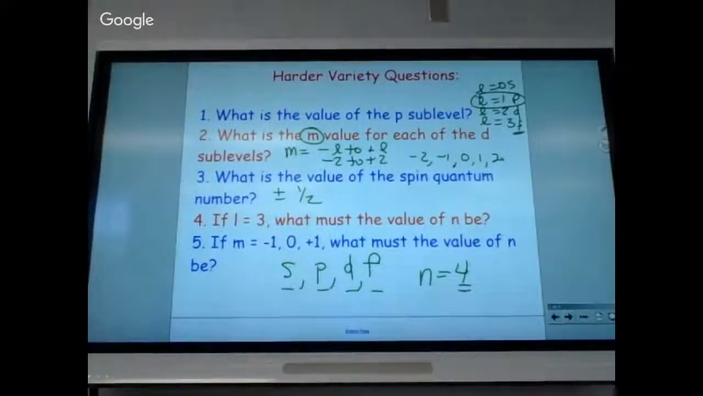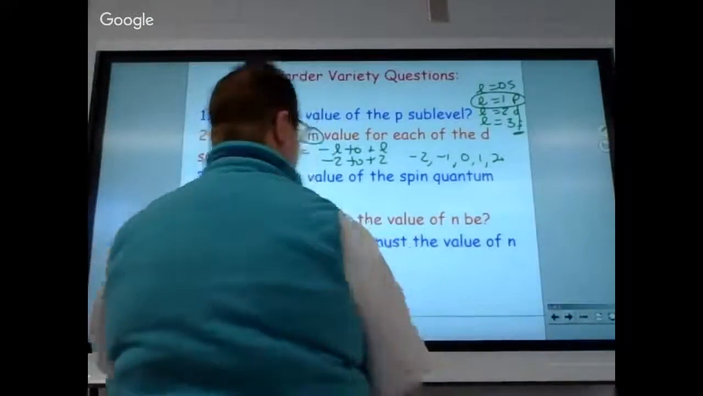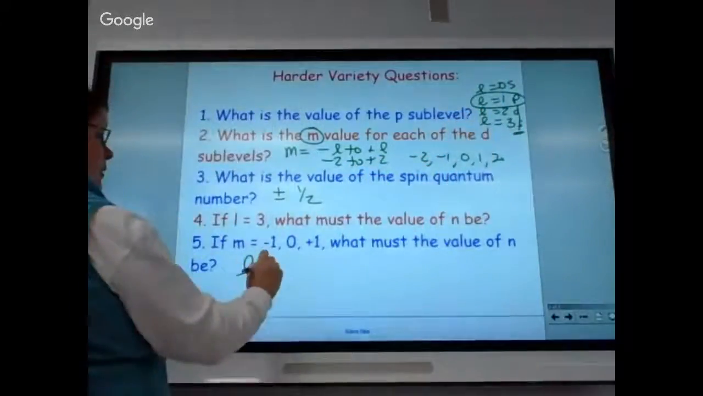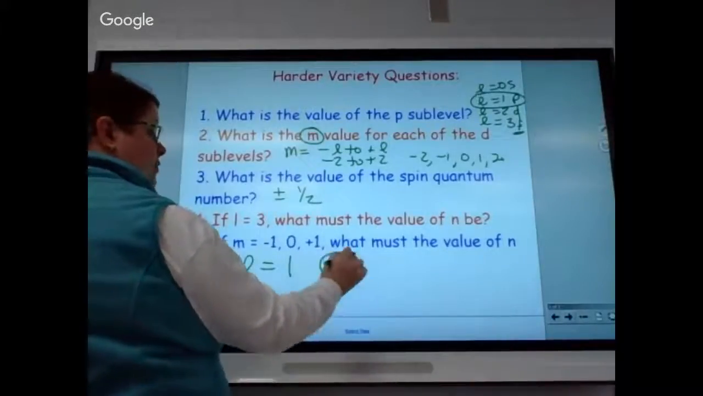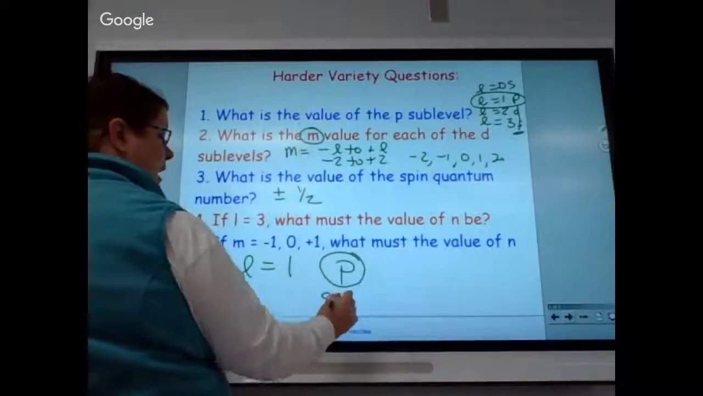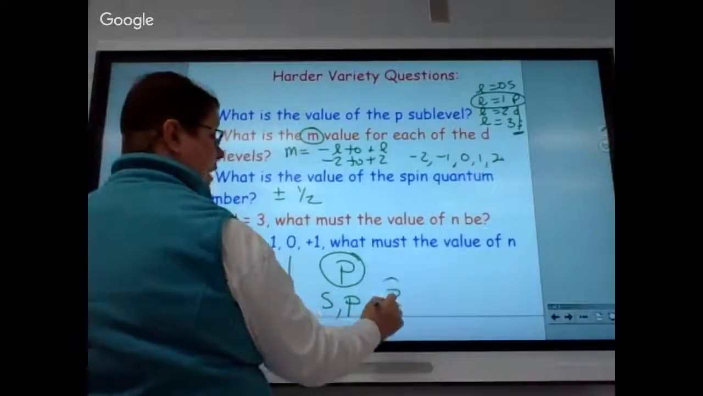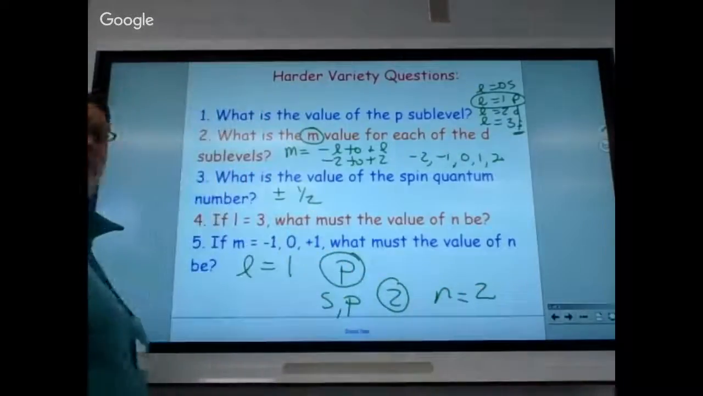Okay? Now, in 5, if m equals -1 to +1, what must the value of n be? Same concept. So, if -1 to +1, L has to be what? L is 1, P sublevel. In order to have a P, it means you have S and P. How many sublevels is that? 2 sublevels. So N has to be 2 in order to have 2 sublevels.